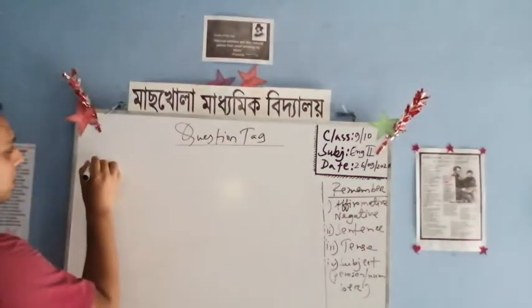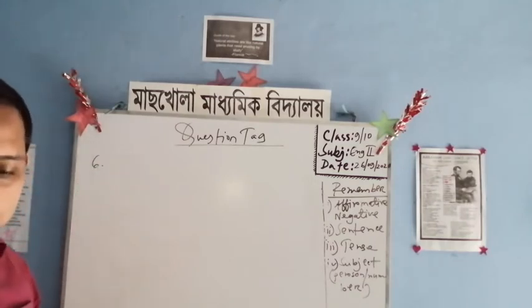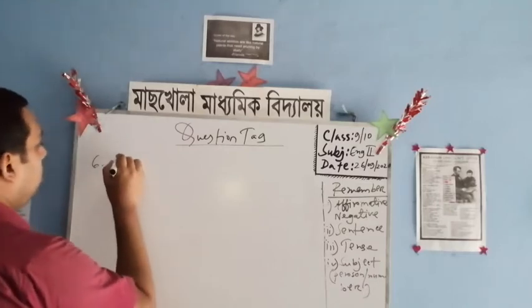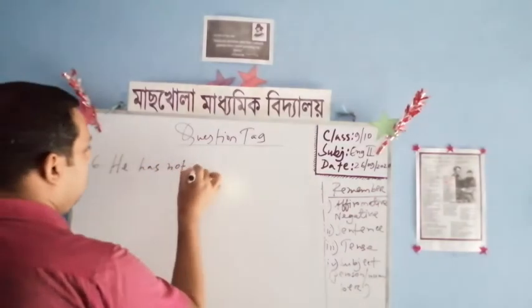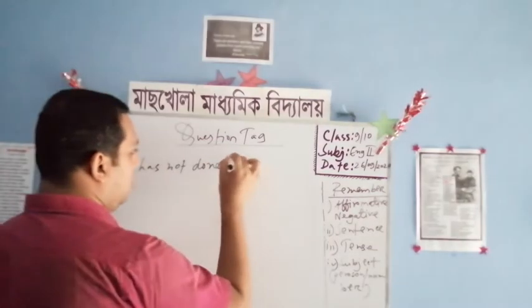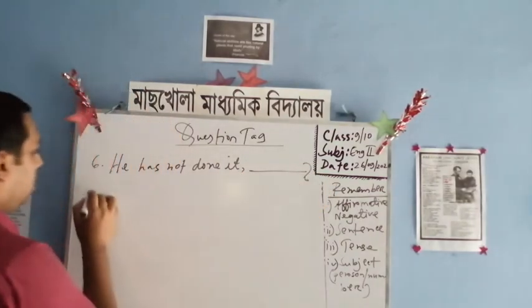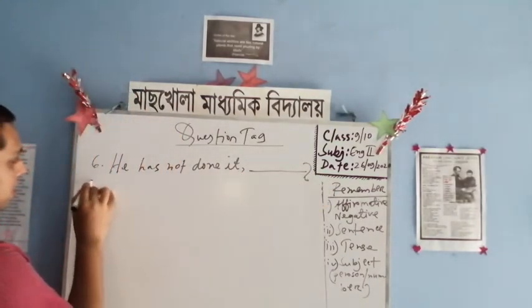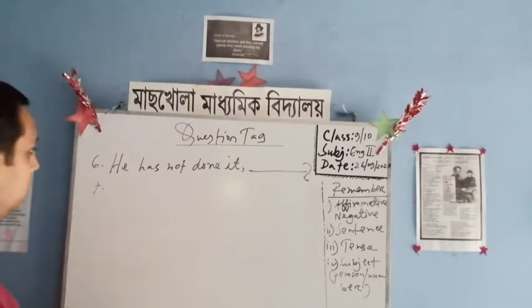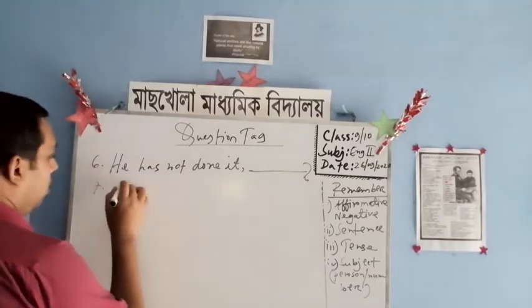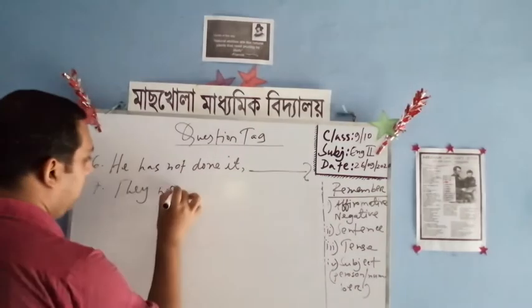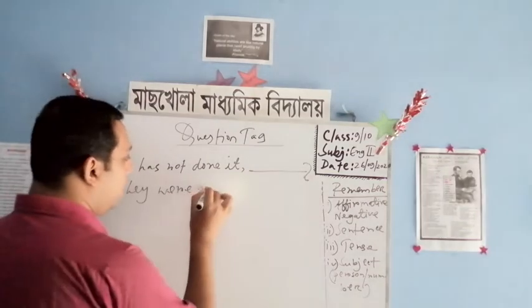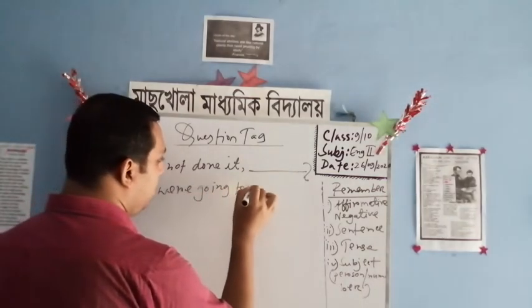Question number 6. He has not done it. Number 7. They were going to school.